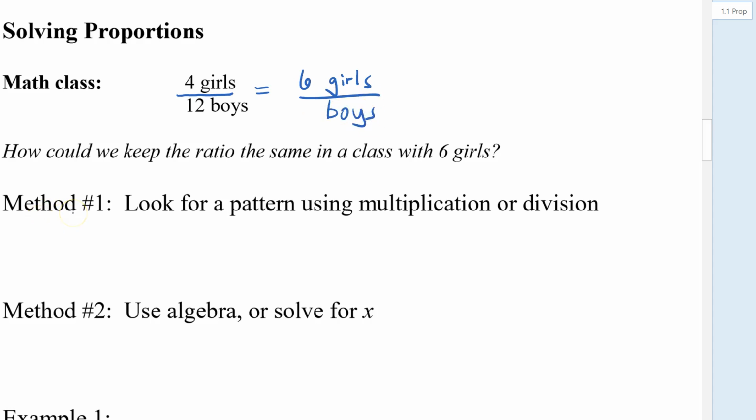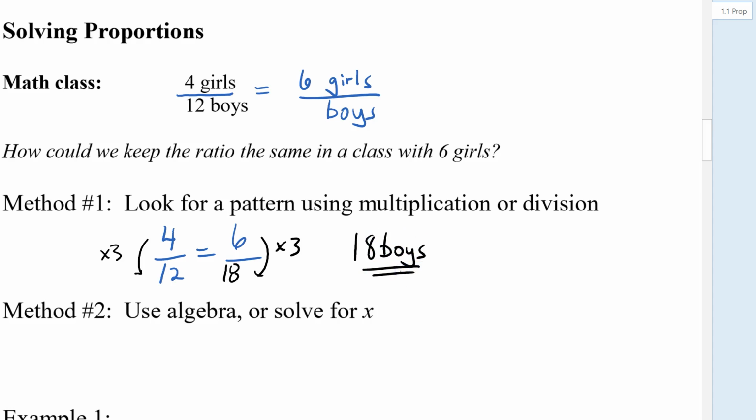So here's one method, and we did it already. Look for a pattern using multiplication or division. So if 4 over 12 is equal to 6 over something, that's a tough one to multiply. 4 times something is equal to 6 is a little hard to think of, but this one works. I could say 4 times 3, and then I have to do this one too, right? This one times 3, because it looks like there are 3 times as many boys as every girl, so I'm going to multiply times 3 there. So that would be 18 boys.